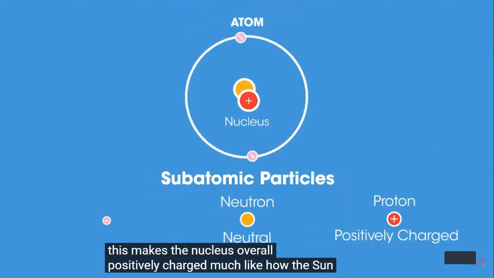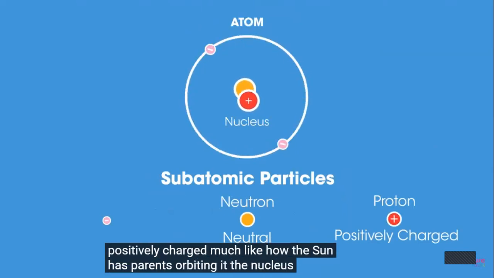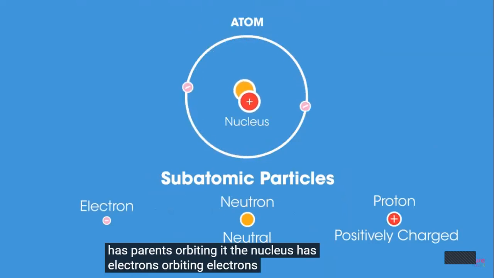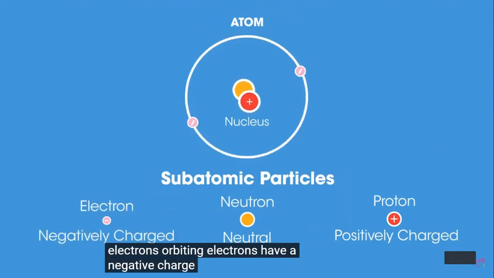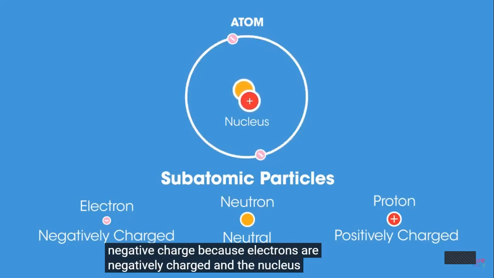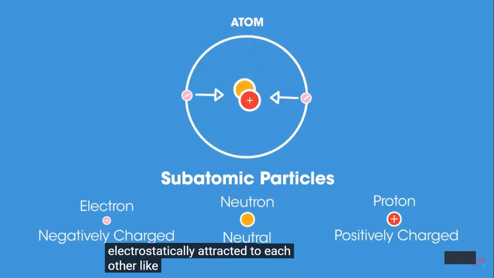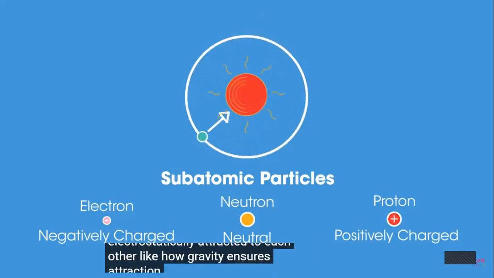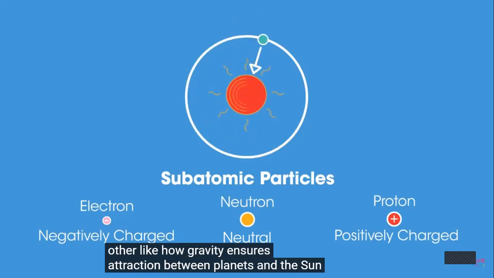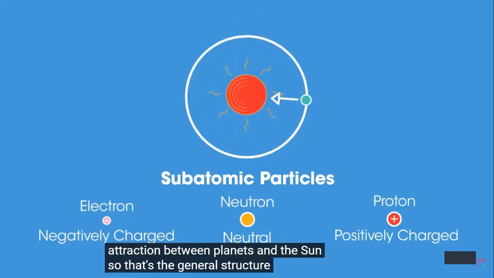Much like how the Sun has planets orbiting it, the nucleus has electrons orbiting. Electrons have a negative charge. Because electrons are negatively charged and the nucleus is positively charged, they are electrostatically attracted to each other, like how gravity ensures attraction between planets and the Sun. So that's the general structure of an atom.